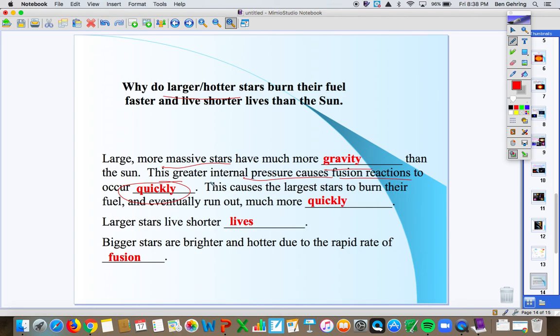But think of a semi-truck versus a car. Which one gets better gas mileage? Which one can run longer? And it's the car because it doesn't burn fuel as fast. Your larger stars burn that fuel much more quickly. So they, in turn, have shorter lives. They burn brighter in the sky, but don't burn for near as long because they burn their fuel so fast.